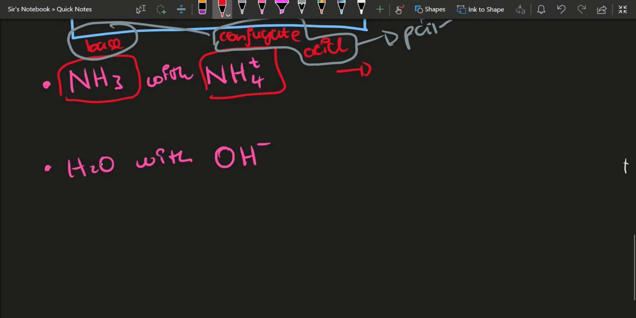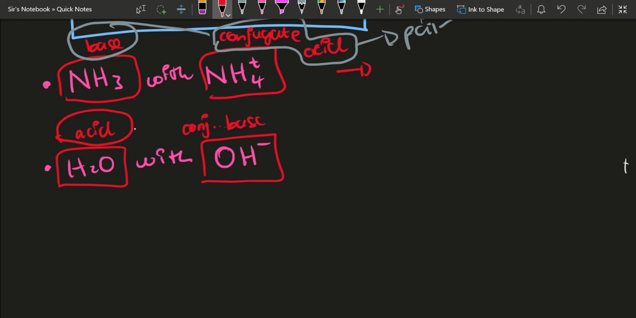So in this case the water was our acid. And what is our hydroxide ion? It was our base, right? Sorry, not just a base, but our conjugate base. So we have our acid and our conjugate base. So we have our conjugate acid base pair. I've never heard of conjugate base acid pair, but it's a conjugate acid base pair, right? So we have our pair.